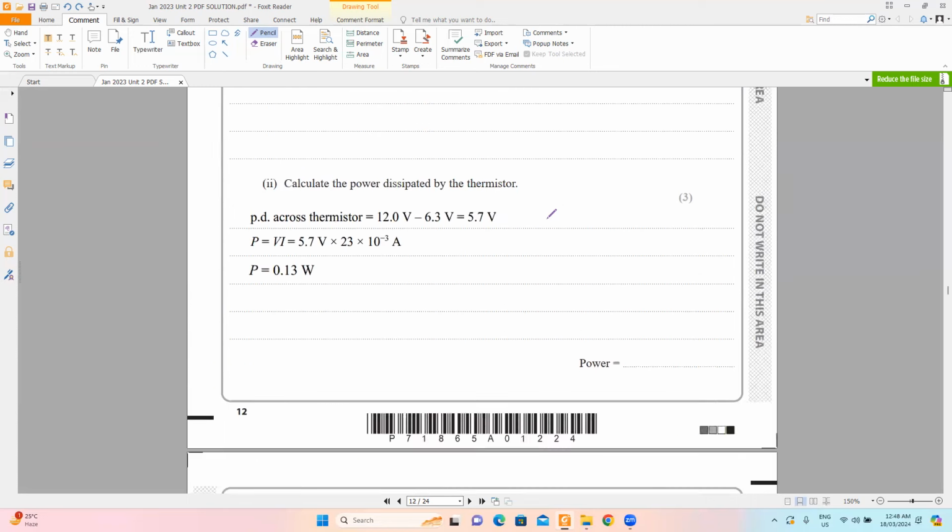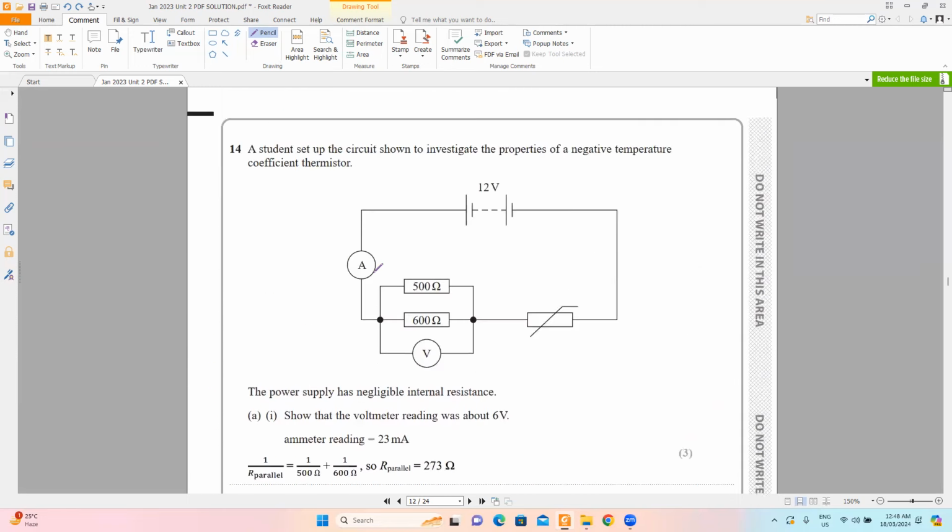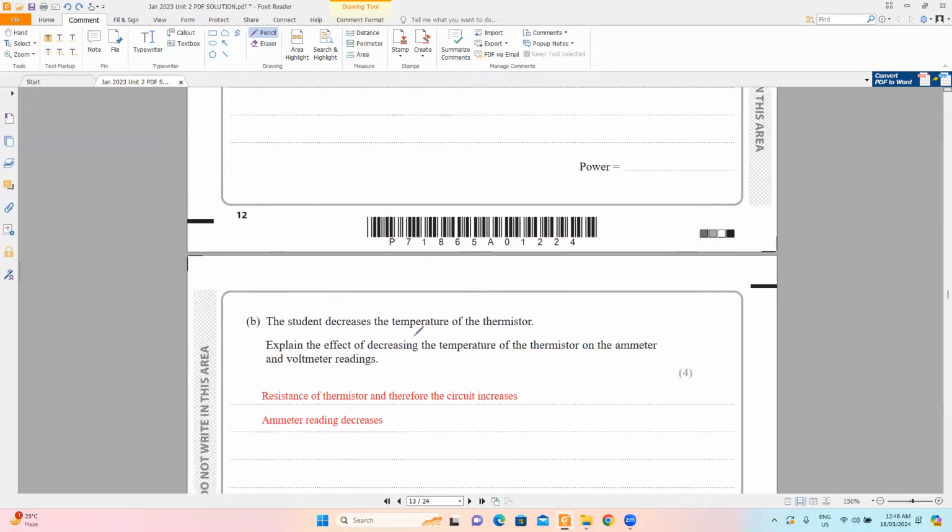Now, if the current decreases, the resistance of the parallel branch remains the same. And according to V equals IR, if the current decreases, the voltage, as in the voltmeter reading, also decreases.